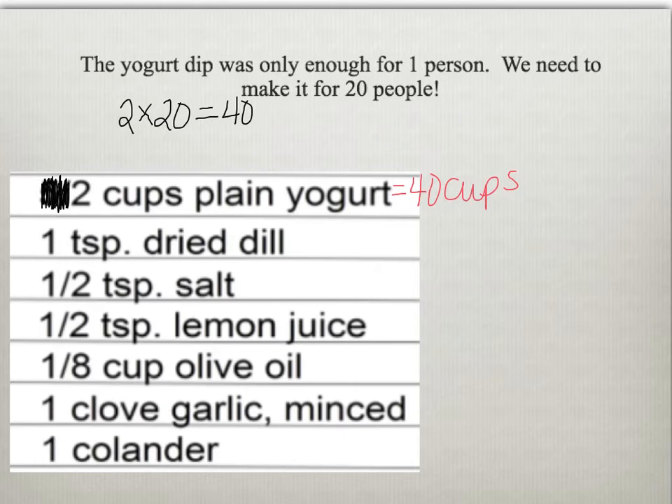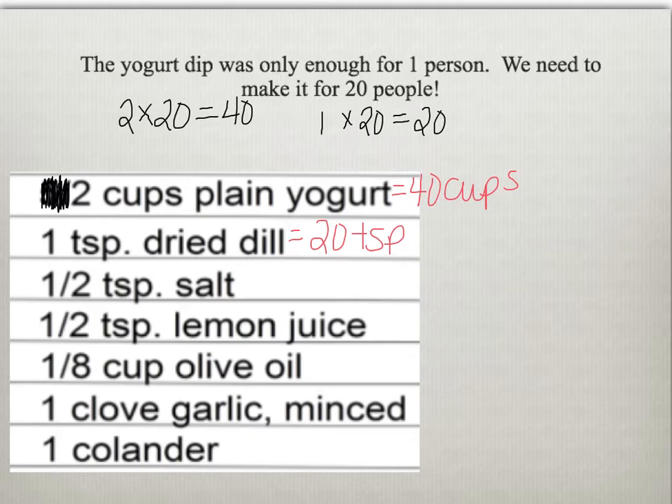Now, let's look at our teaspoon of dried dill here. So we have 1 teaspoon times 20 people. 1 times 20 gives me 20. So I know that I need 20 teaspoons of dried dill. It's a pretty big recipe.